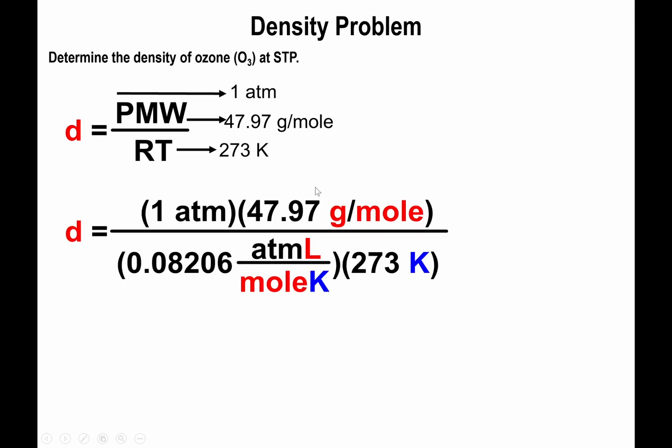And now we input everything in the equation: 1 atmosphere times 47.97 grams per mole divided by the gas constant divided by the temperature in Kelvin. The atmospheres cancel out, the moles cancel out, the Kelvin cancel out, and all you have left over is grams per liter. In other words, the units of density. In this case, we found out that ozone has a density of 2.14 grams per liter.